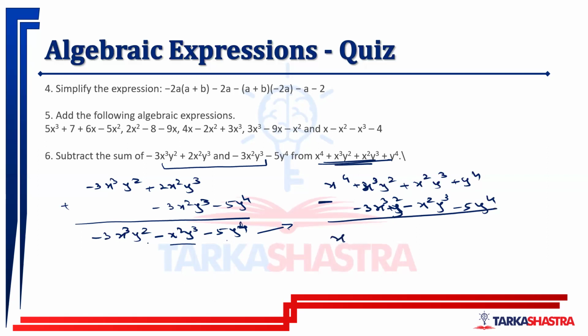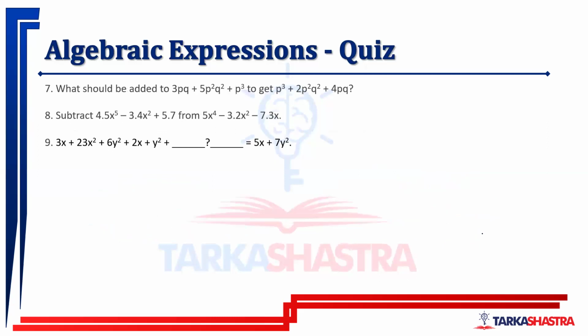So once I subtract it, I get x raised to 4. This will become positive. So x cube y square plus 3x cube y square is 4x cube y square. Again plus sign. So x square y cube, it will be twice of x square y cube. And y raised to 4 plus 5y raised to 4 is 6y raised to 4. Simple. Okay. Moving forward to next questions.